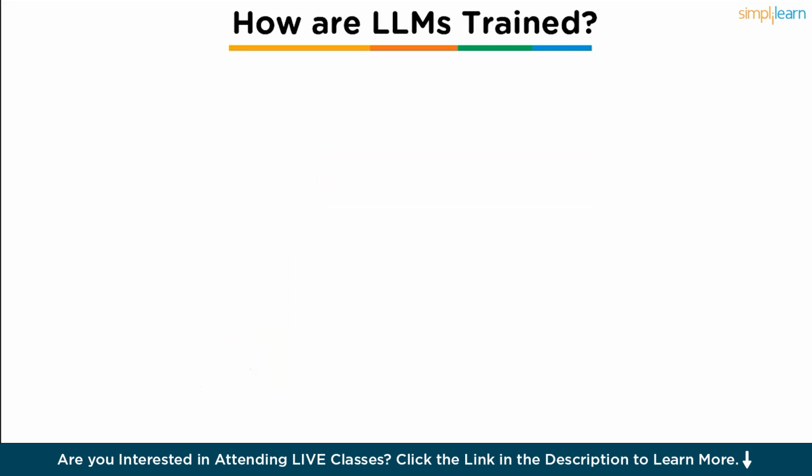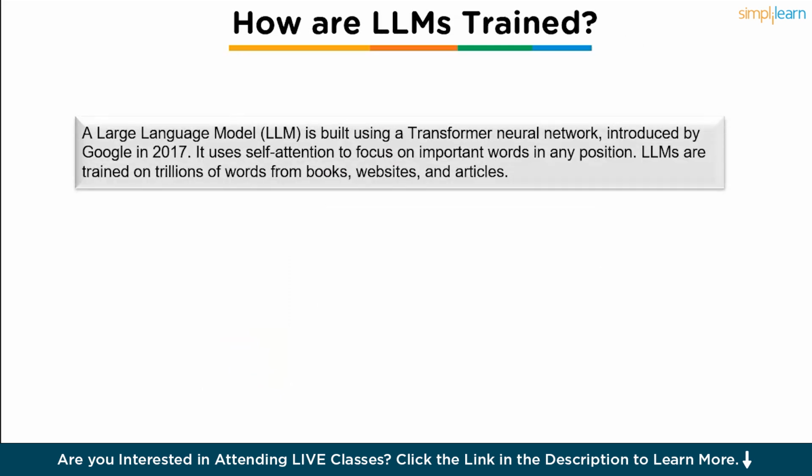Let's learn how an LLM is trained. A large language model is built using a transformer neural network, which was inspired by the human neural network system in our brain, and was introduced by Google in 2017. It uses self-attention to focus on important words in any position. LLMs are trained on trillions of words, books, websites, and articles.